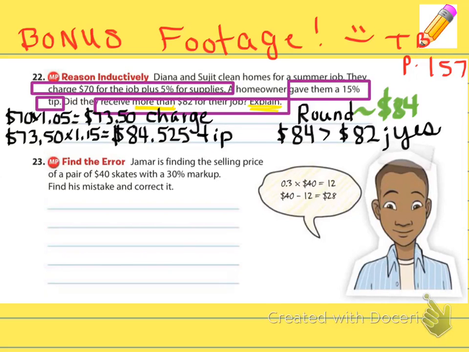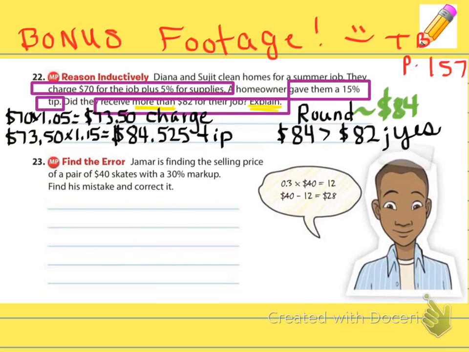All right, so I showed my work starting on the left. $70 is the fee times 1.05 for the supply. So that would be a $73.50 charge for the cleaning service. Then that multiplied by 1.15 for the tip gives you a total of $84, and then you can see how it went out 3 decimal places depending on what place value you're rounding to. You can decide the money.